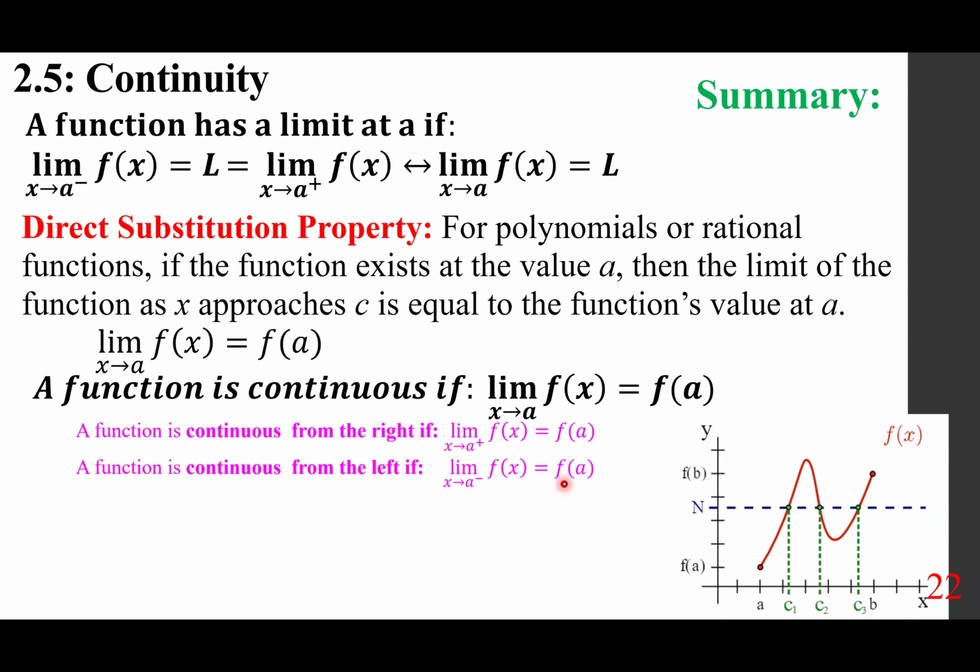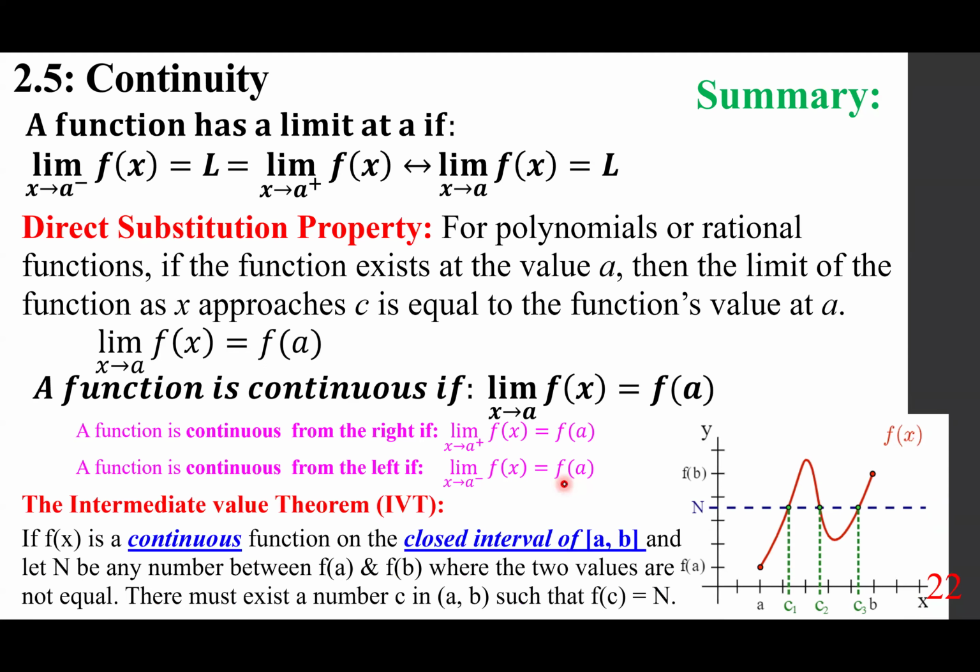And now we're going to look at this graph and come up with IVT, the intermediate value theorem, which indicates if f of x is a continuous function, that's a key, on the closed interval of a to b, that's another key. So we go from a to b, it's a closed interval. And it's a continuous function, so there can't be any break or holes.